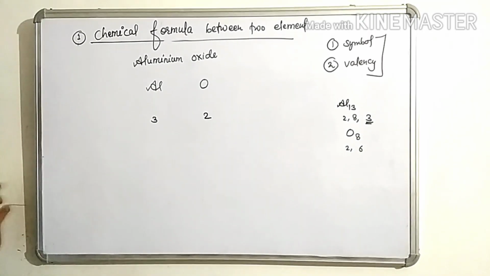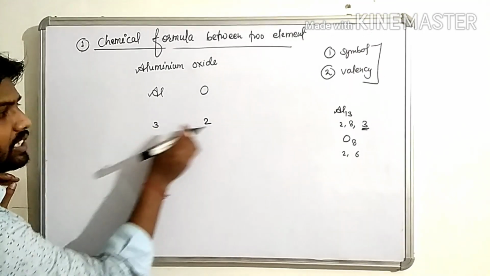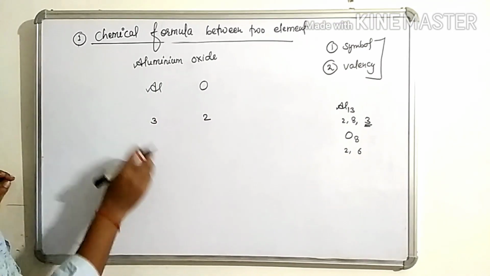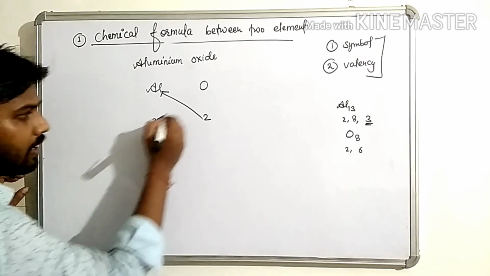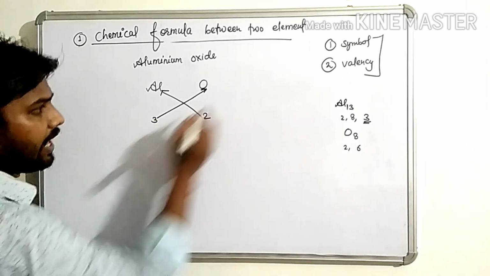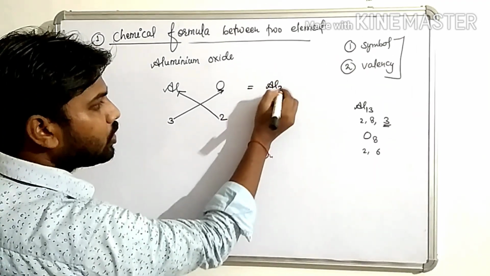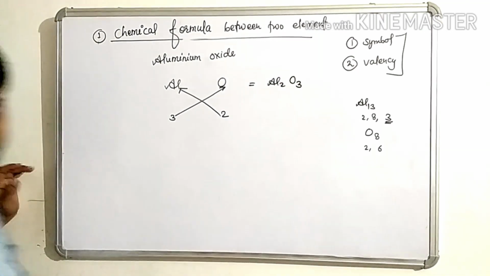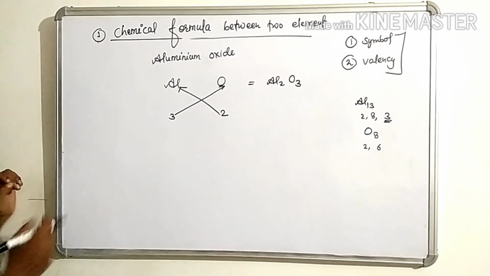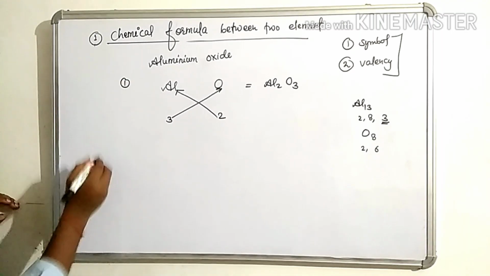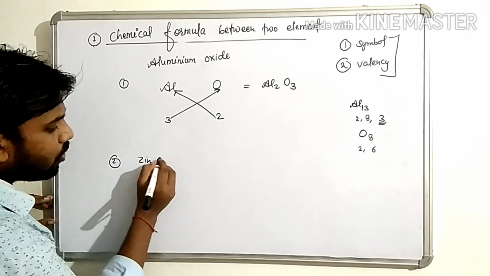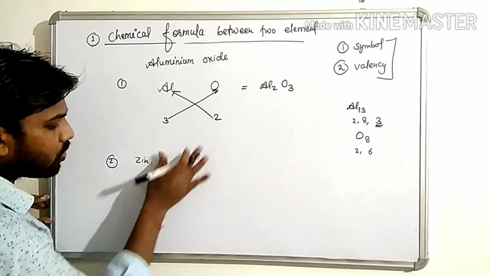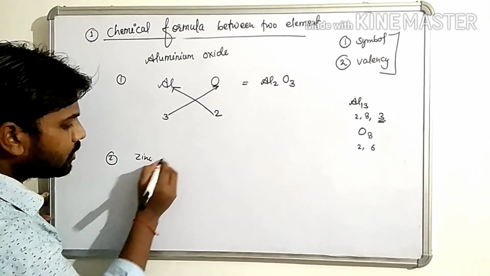And now what will you do? These valencies will transfer to the opposite atom. 2 will come here, 3 will come here, and the formula will be Al2O3. Clear, children? First example, now second example: zinc chloride.